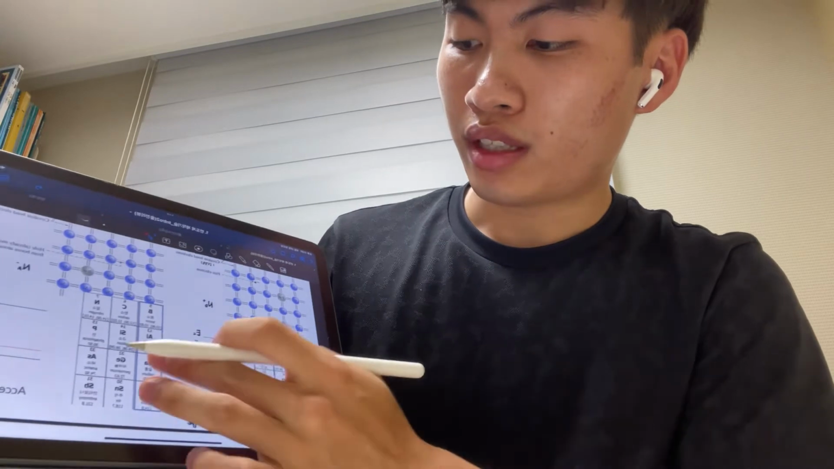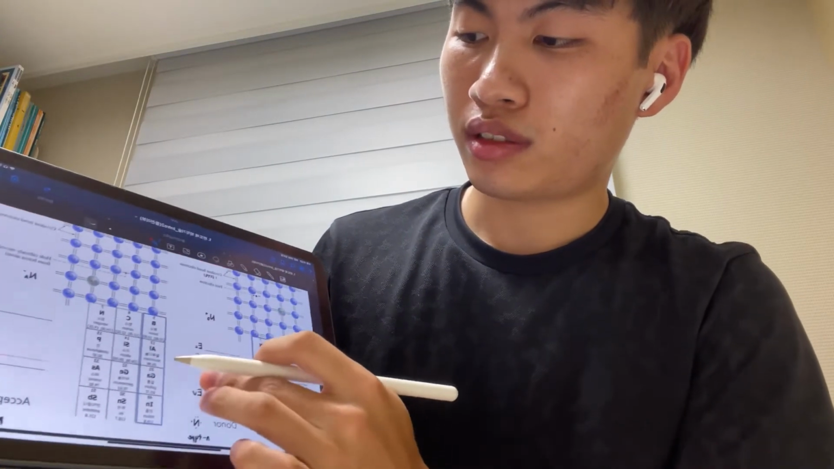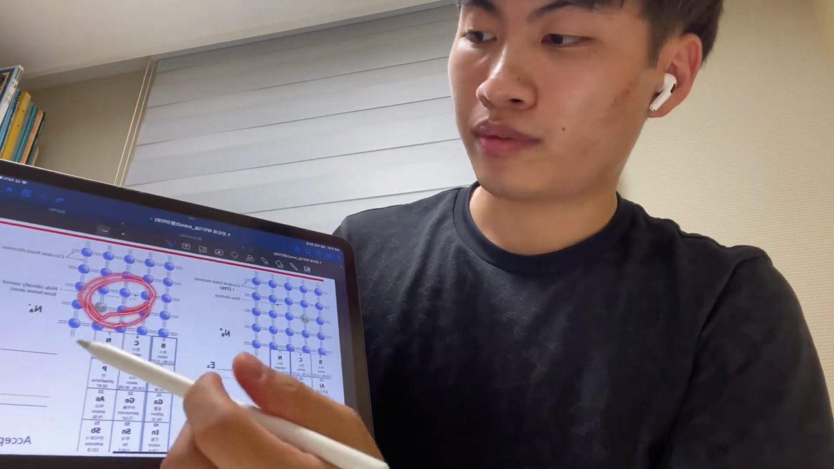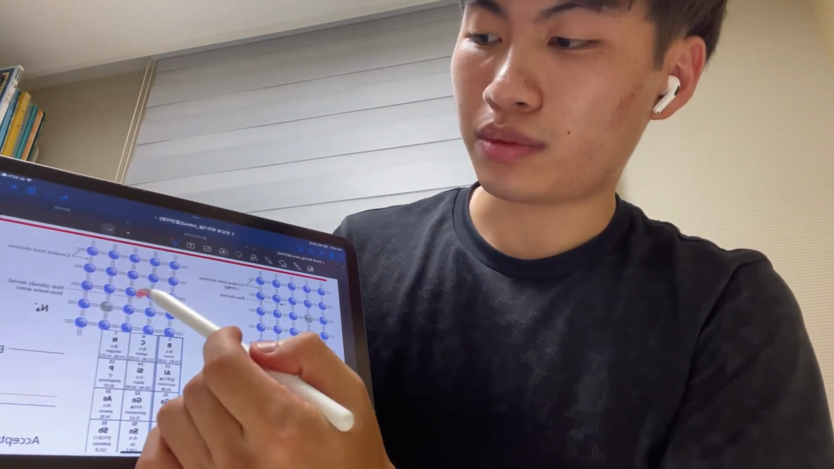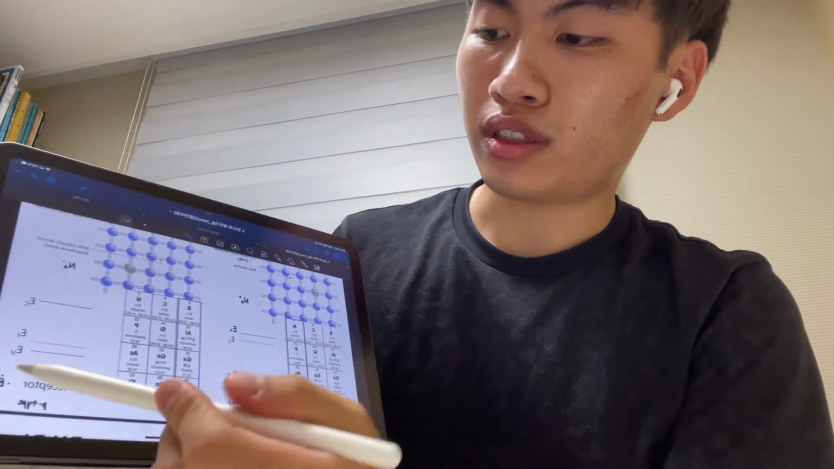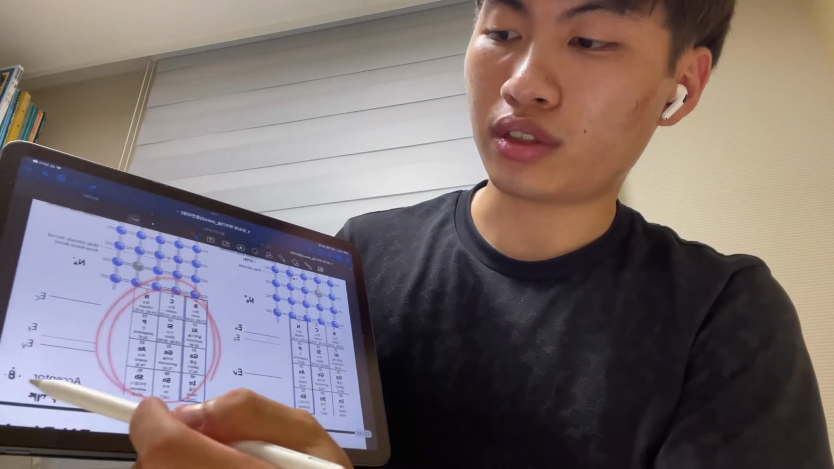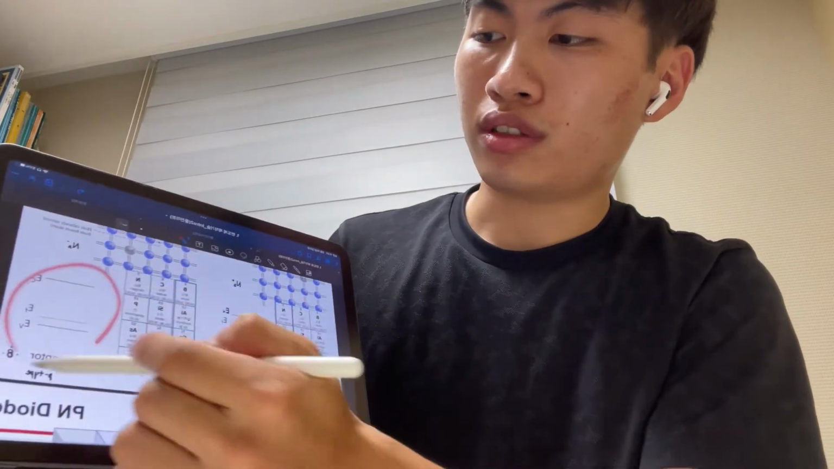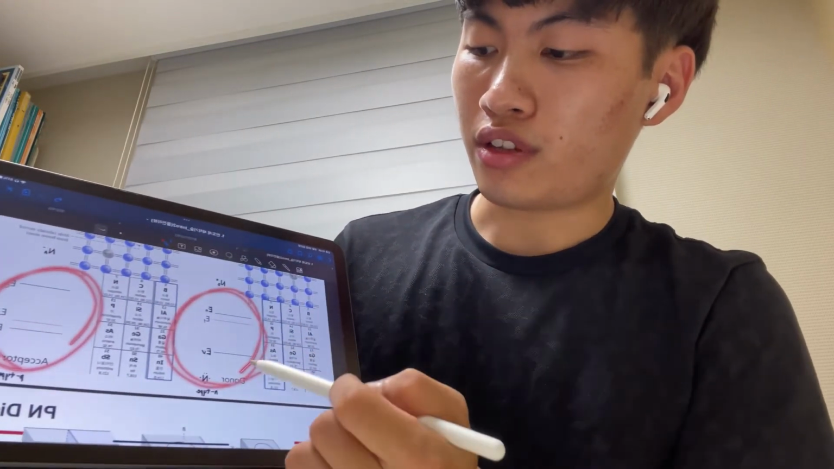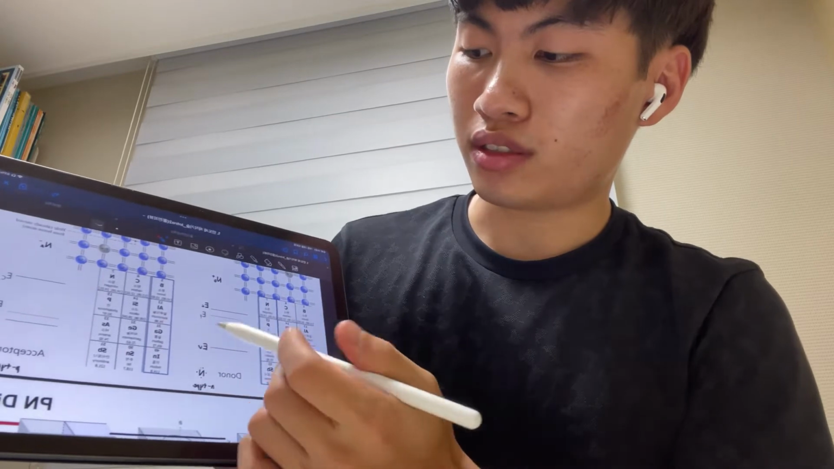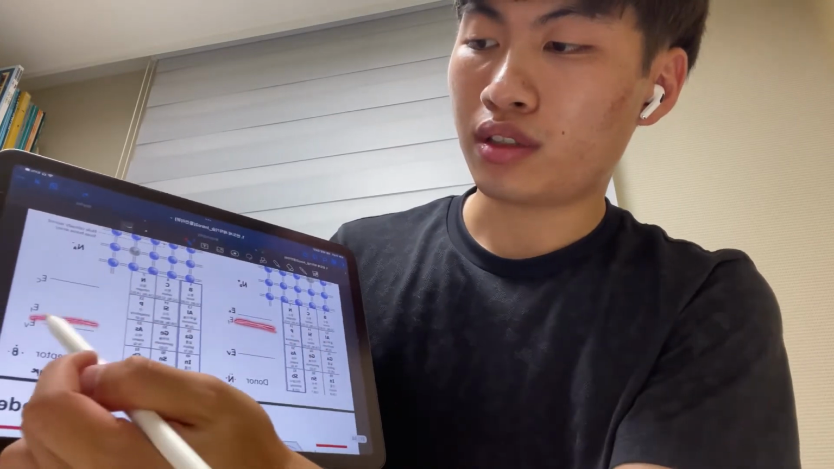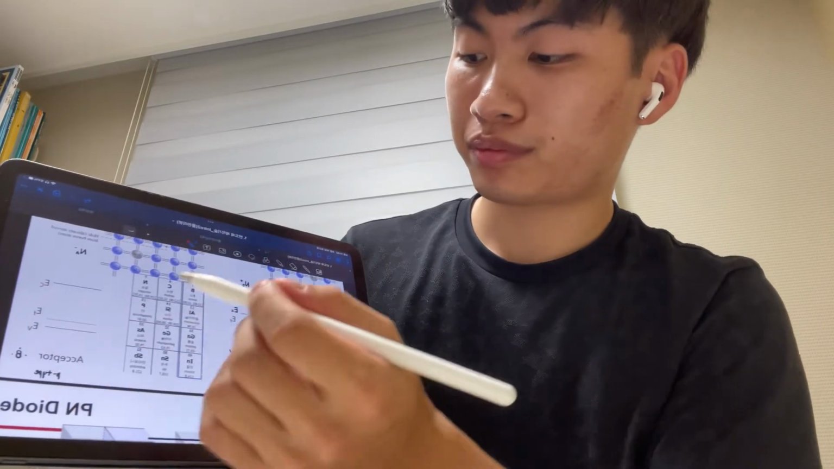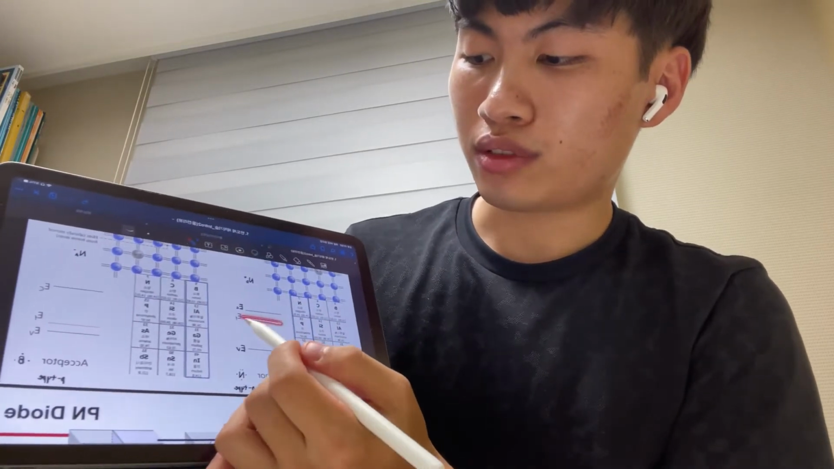And otherwise, some elements make a hole like this part. So we call this element an acceptor. And we can draw the energy band, and we can see the red line between the conduction band and valence band. This red line is called the Fermi level.